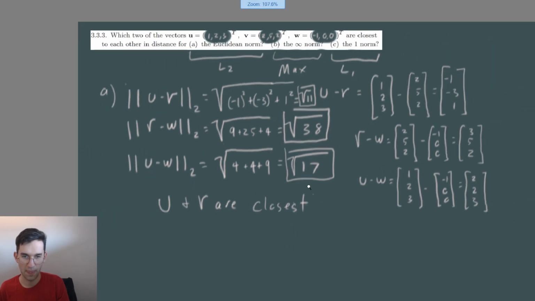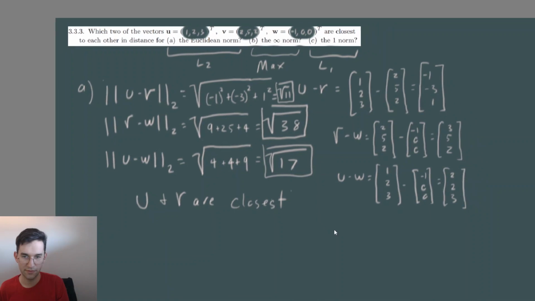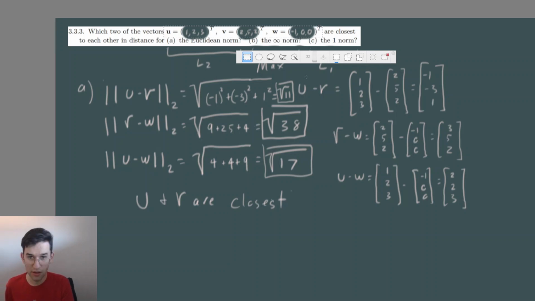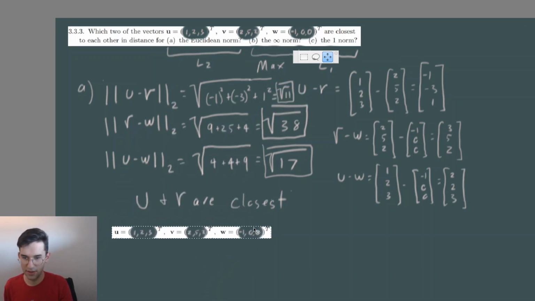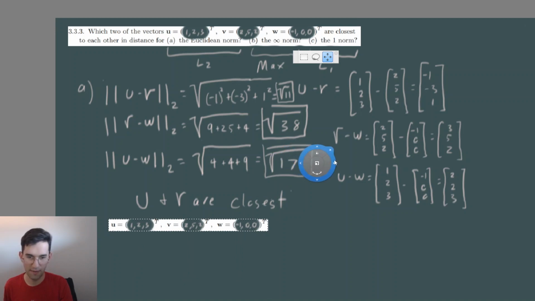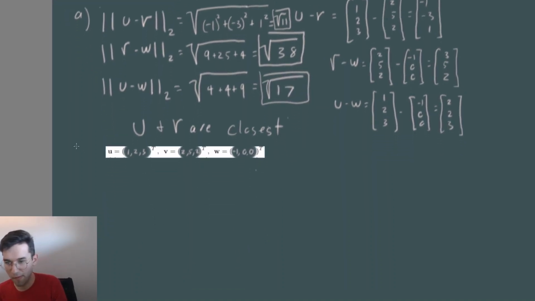Okay. Let's do the next one. I'm just going to copy our vectors up here so I can see them. Drag this baby down here. We're going to do part B now. The infinity norm.